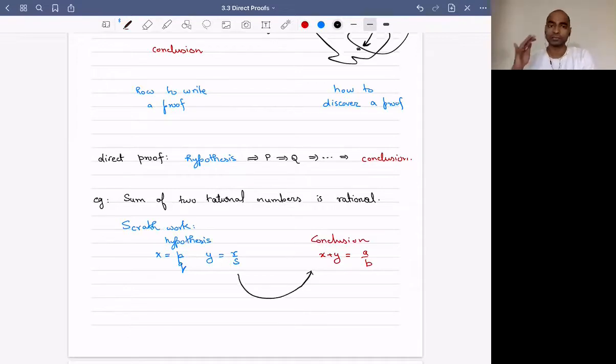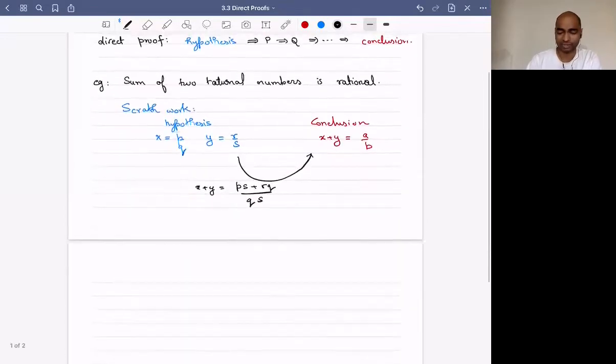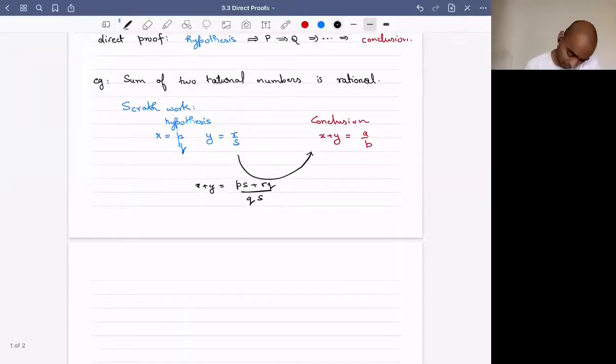You should always keep track of what your hypothesis and what your conclusion is. It is such a common mistake to confuse the conclusion with the hypothesis. And it's not a hard thing to do. You just write everything down, to be very deliberate with your writing. This one, there is not that much to do. You can do x plus y. Starting from the hypothesis, it is ps plus rq over qs. And that looks like a over b. So it looks like I have a proof, and the proof is literally to add things up. Okay, so that looks promising. So let me start. So that was the discovery of the proof.